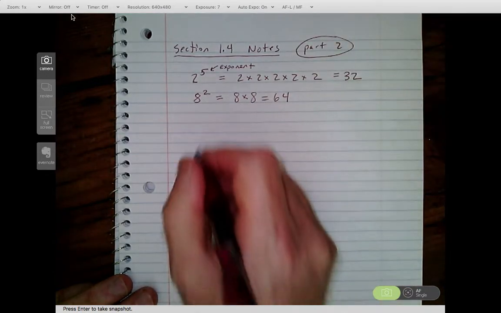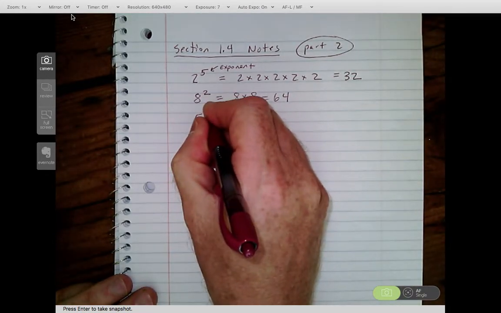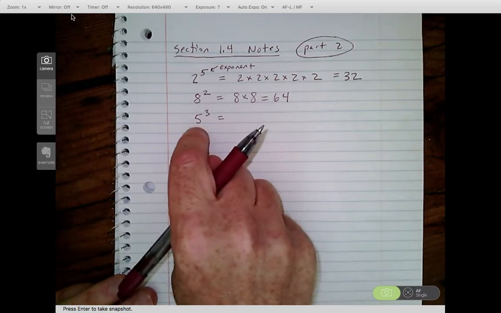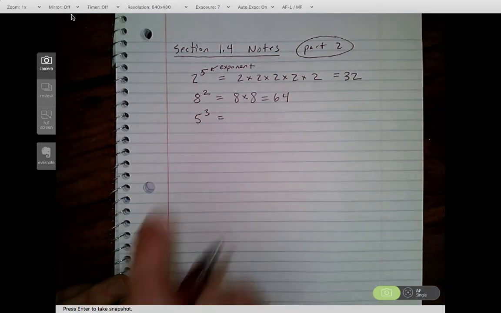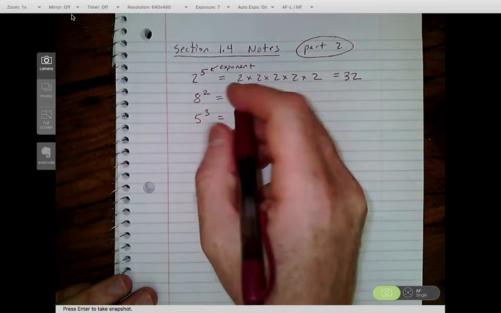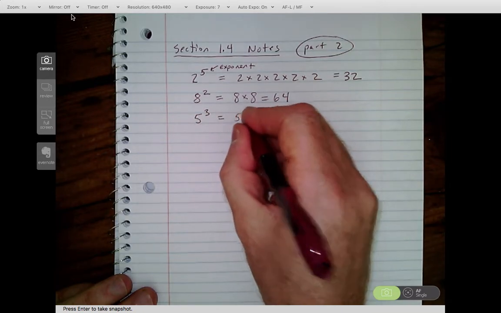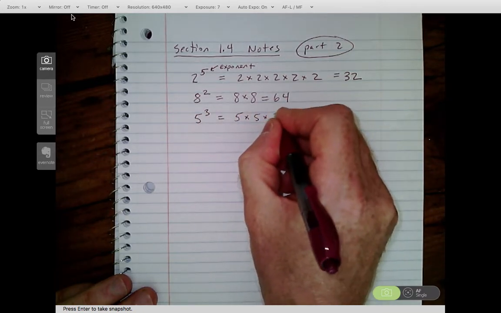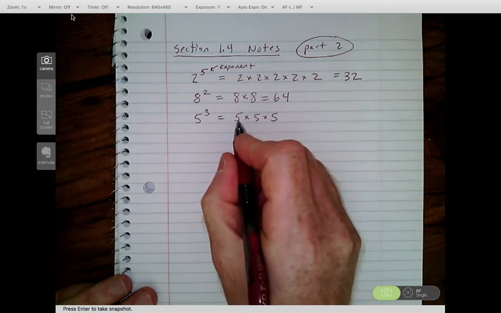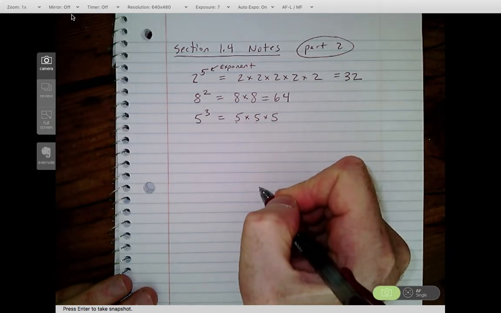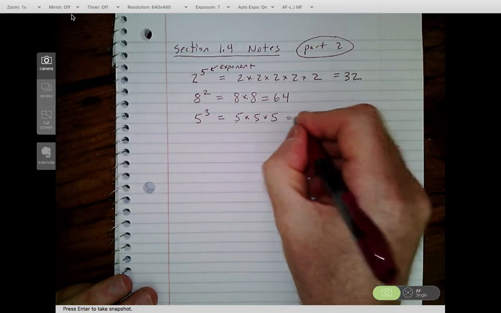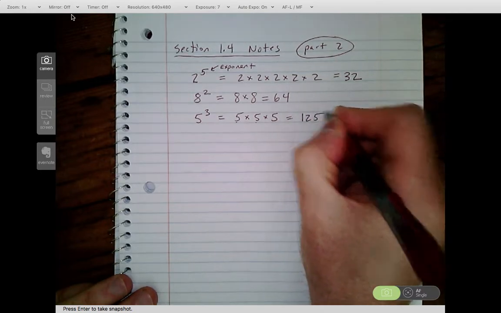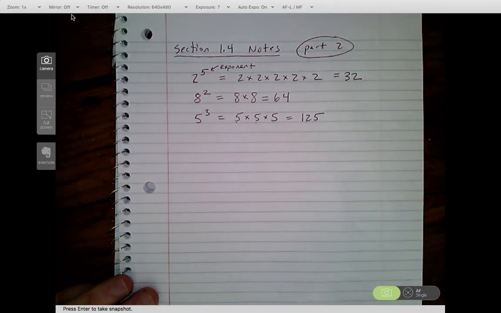And another one that you might see is when the exponent is a 3. So 5 to the third power, we sometimes will say 5 cubed. So 5 cubed, or 5 to the third, is 5 times itself 3 times: 5 times 5 times 5. 5 times 5 is 25, and 25 times 5 is 125. So that's the answer to 5 to the third power, or 5 cubed.